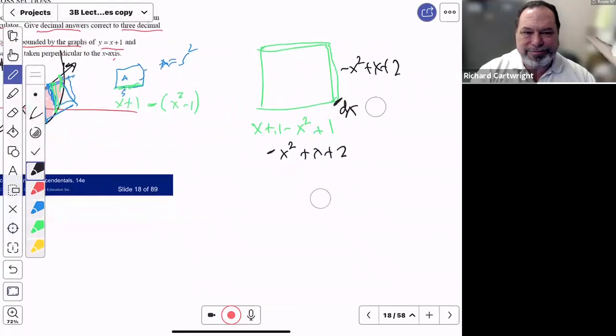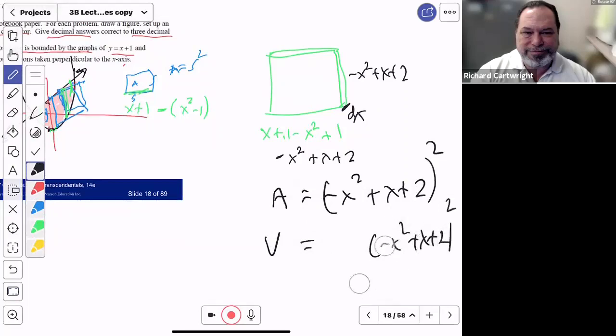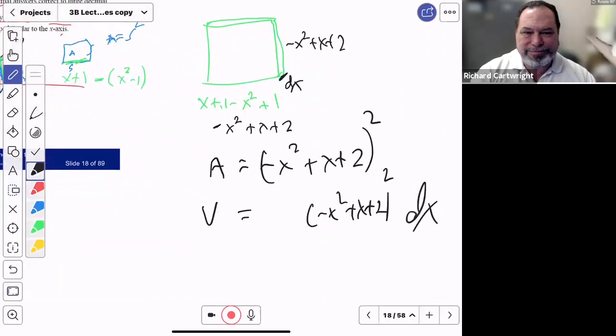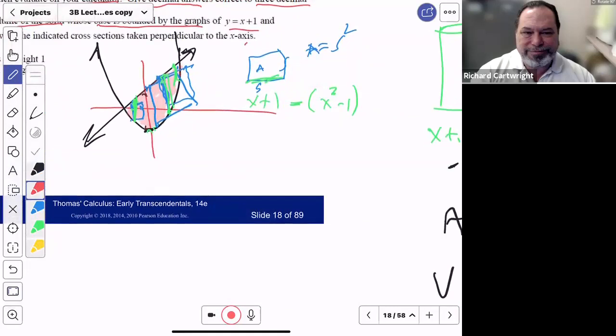Now the next biggest question. So I know what my area is. My area is going to be negative x squared plus x plus 2, squared. Do you agree? And the volume is going to be the integral of negative x squared plus x plus 2, squared dx, integrating between two limits. From what to what? So go to this picture. What would my limits be? Where does the first piece of cheese start? Tell me when you think it's the x value that I need. Tell me when to stop. Right here? Where does the last piece of cheese stop?